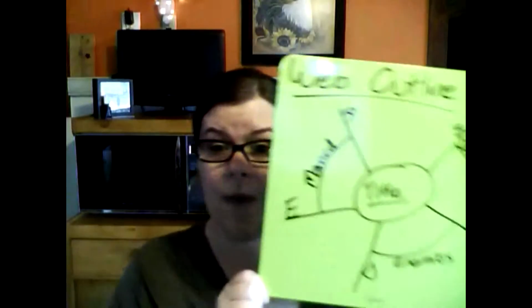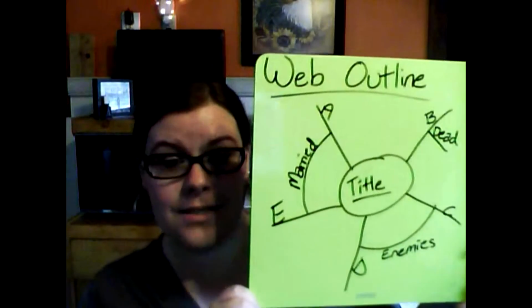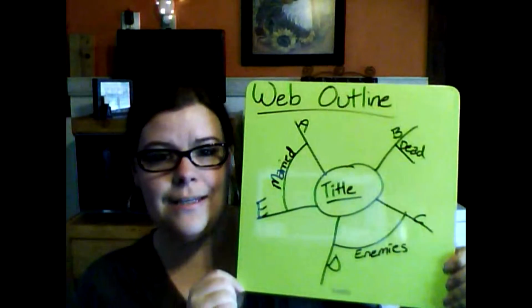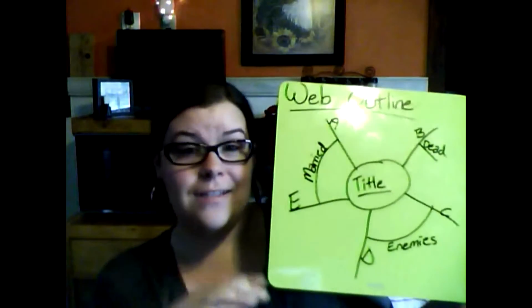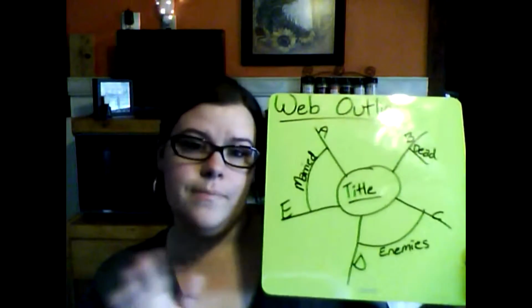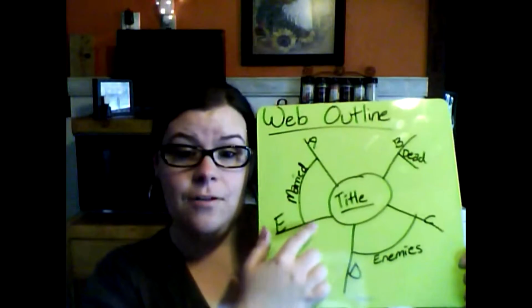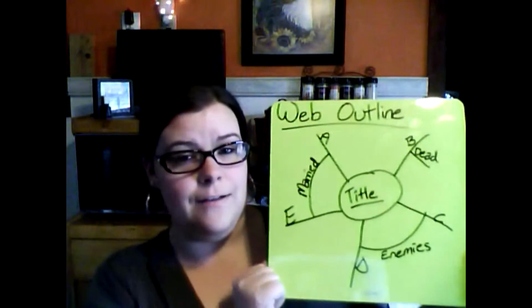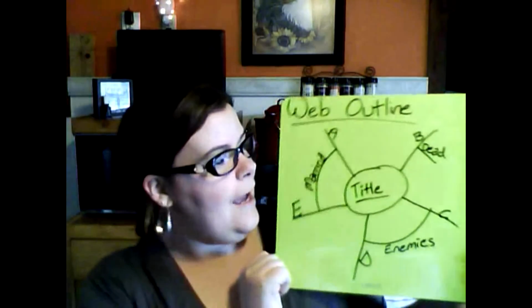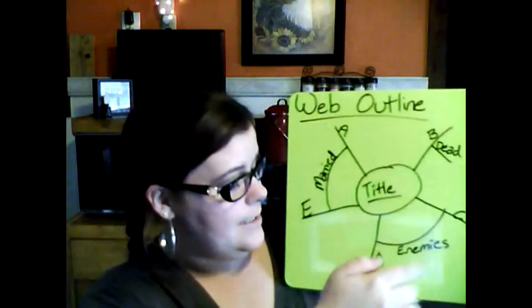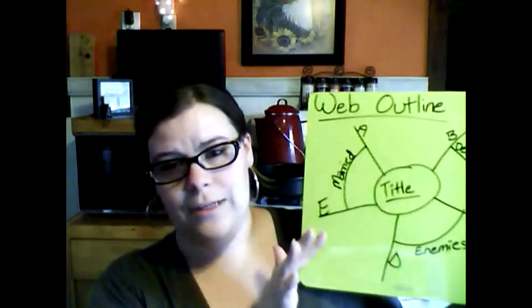So here we go. The first type of outlining is what I think of as the most basic form of an outline, and that is called a web outline. Now, as you can see on mine, I did one that you can make for your entire book, or story, whatever, to keep characters straight. So I have the title in the middle, which I just titled "title." And then I have my characters, which are A, B, C, D, and E. I didn't bother thinking up real names.